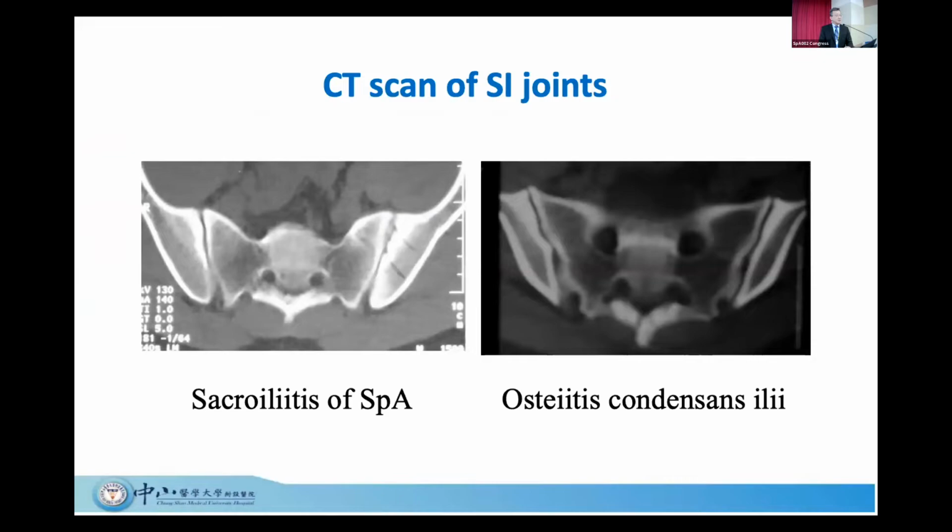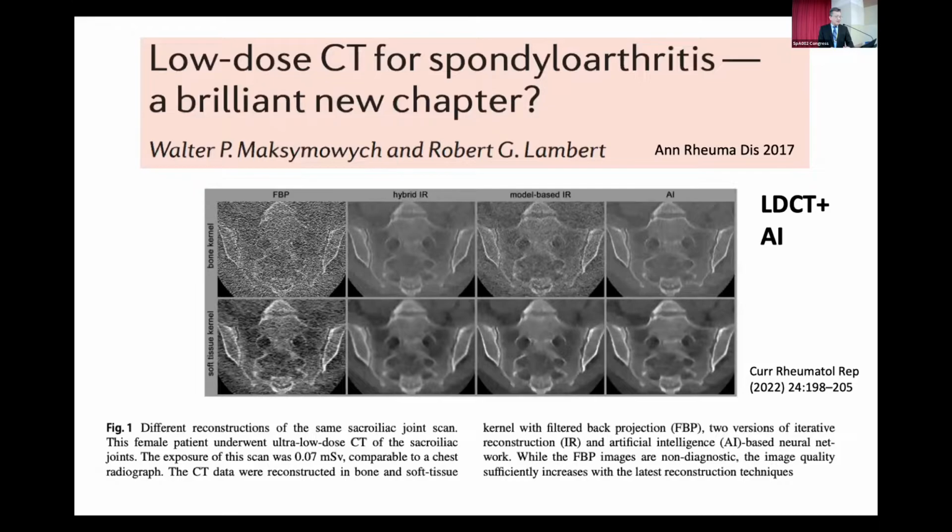For CT, it's much easier to read. If you compare the right side and left side, you can see the left side has clear bony erosion and subchondral sclerosis compared to the relatively normal right side. And CT is also useful for differential diagnosis, such as osteitis condensans ilii, which is quite common in young adults due to trauma or other benign causes. And finally, I still recommend low-dose CT in each hospital because this is available right now. The dose is very, very low compared to KUB. It's actually quite similar to KUB, and plus some AI algorithm, you can make the image very, very beautiful to look at early erosion and structural damage.